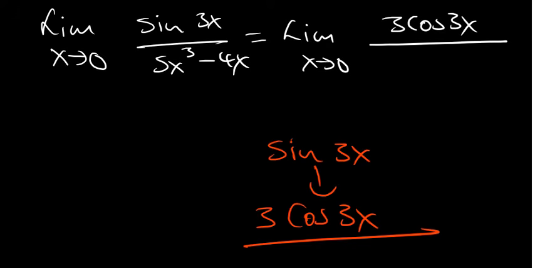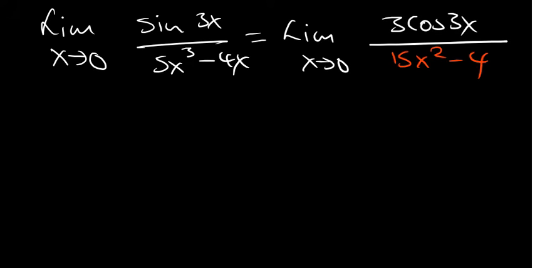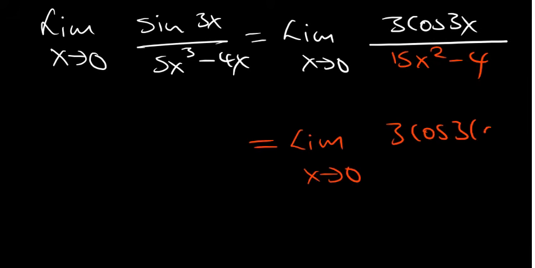And then over, differentiate whatever you have on the bottom. So you're going to have 15x squared minus 4. So that is according to L'Hôpital's rule. We've just differentiated the top part and the denominator. Let's try to substitute now 0. So we have the limit as x approaches 0 of 3 cosine of 3 multiplied by 0 over 15 times 0 squared minus 4. So cosine of 0, you know 3 times 0 is 0.